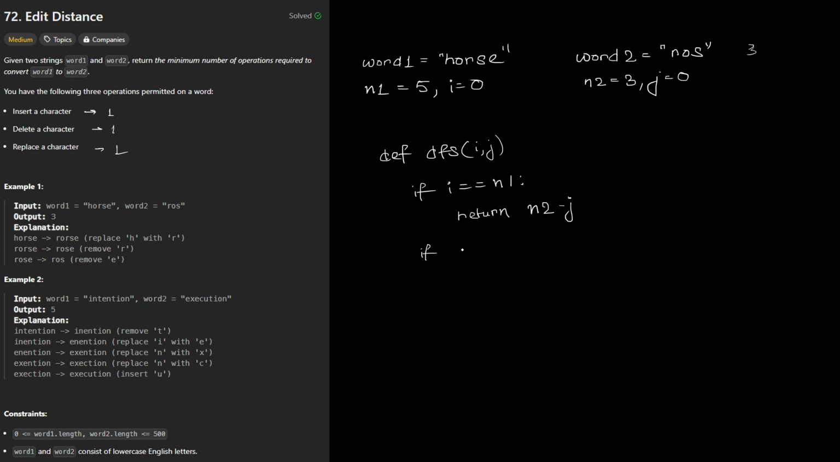Similarly, there is another one: if my j pointer reaches n2, I can return n1 minus i. Now the important part is what would be the condition for insertion?